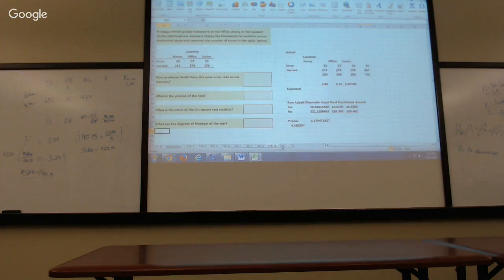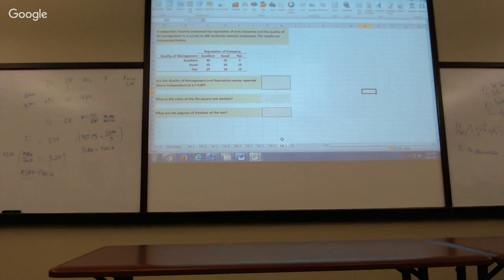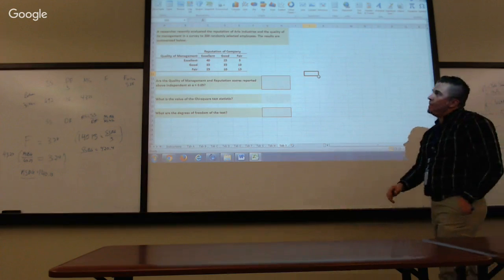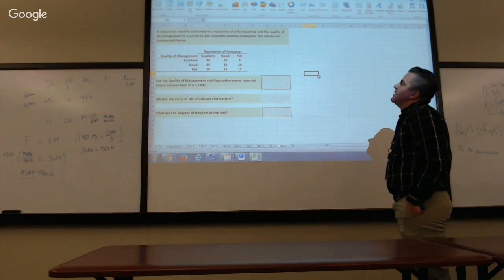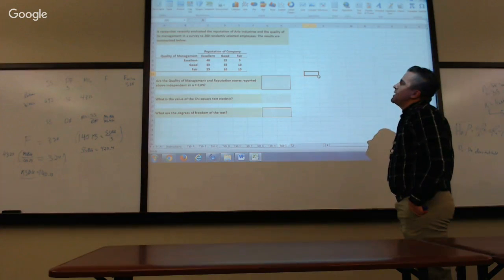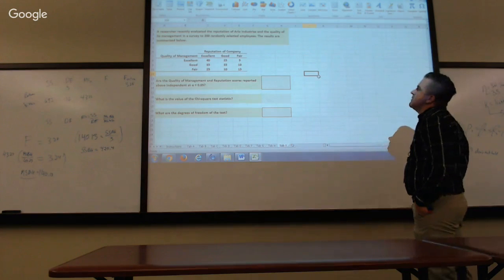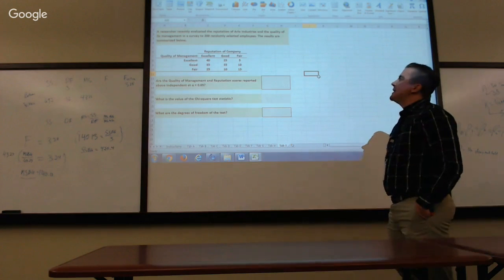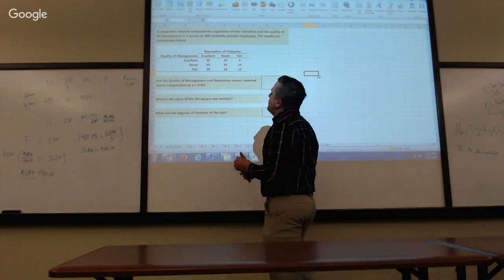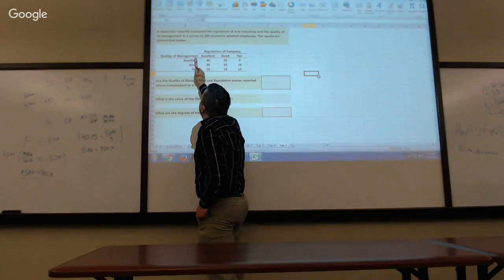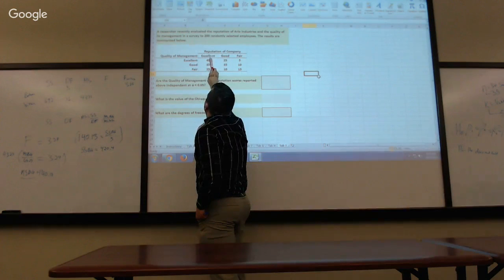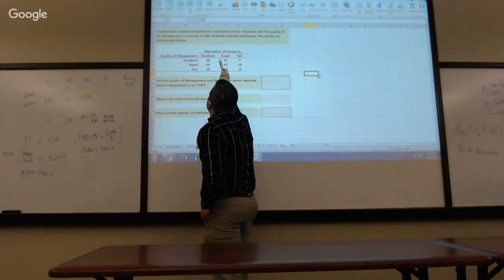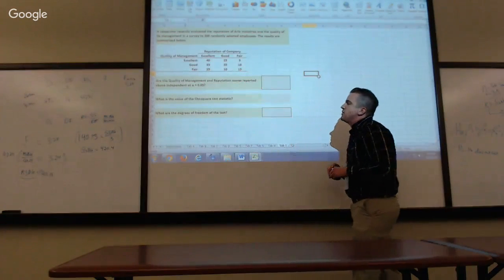Tab I is similar to tab H, but instead of looking at proportion over 2 measures, we're now looking at proportion over 3 measures. So we have 3 measures and 3 factors here. A researcher recently evaluated the reputation of Arlo Industries and the quality of its management in a survey of 200 randomly selected employees. The results are summarized below. Management quality was either good, excellent, or fair, and the reputation is our factor. They can have an excellent reputation, a good reputation, or a fair reputation.